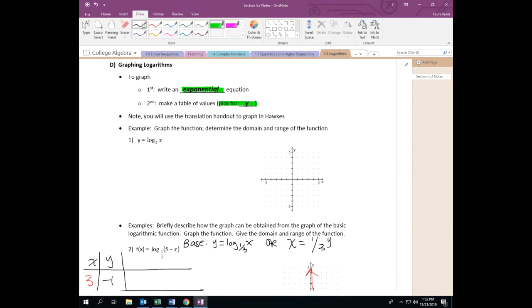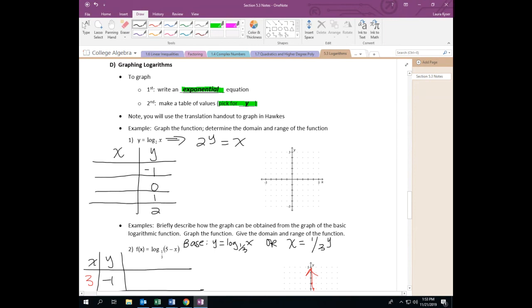And that's just because when we do the conversion, for example, in this one, if I convert it, it becomes 2 to the y power equals x. And now the y is the independent variable and the x is the dependent variable. So when we select our values for our table, we're going to select values for y and solve for the x. So I'm just going to pick a few values here: -1, 0, 1, and 2 maybe. And plug in to get a good nice picture of this graph.